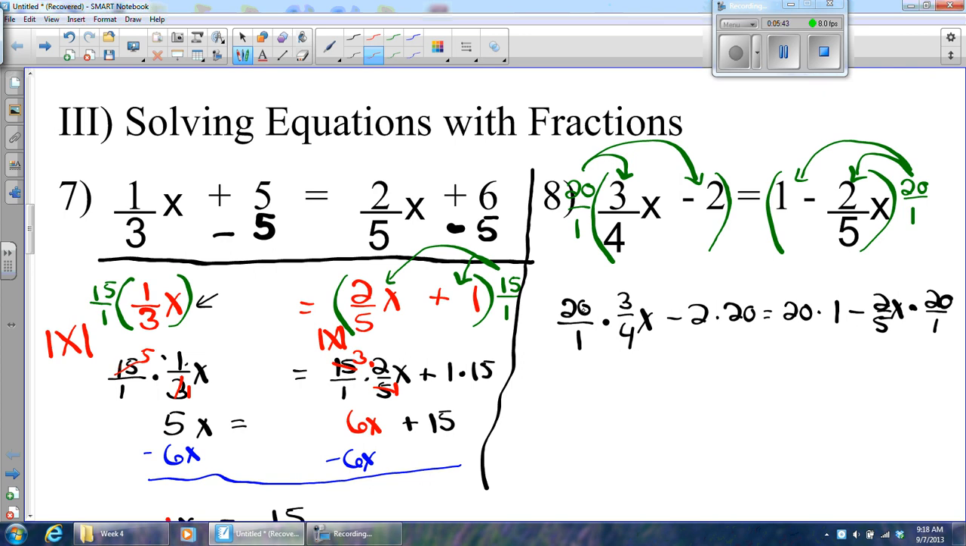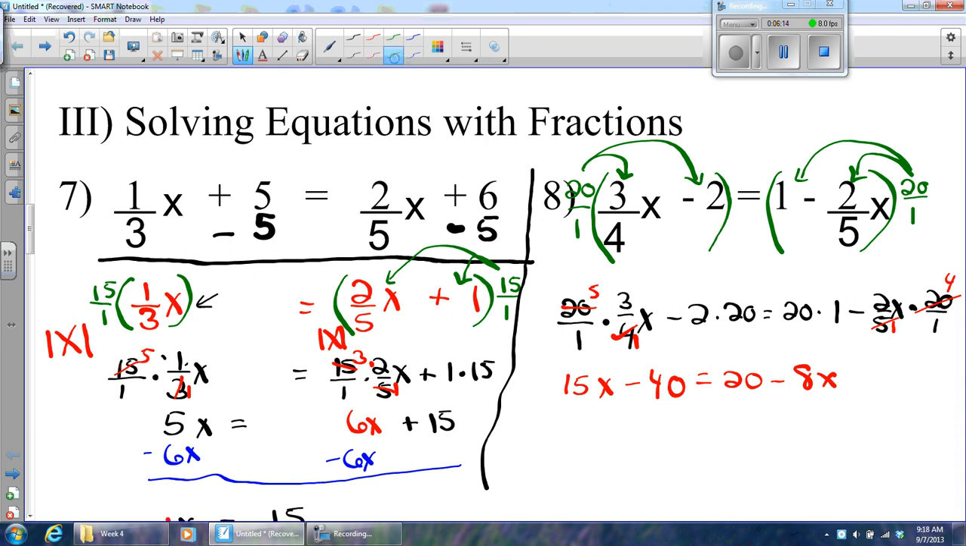I see I have 20/4. That will turn into 5 over 1. Denominators are all 1. I like it. 5 times 3, 15 times x, 15x. 2 times 20, 40. 20 times 1, 20. 20/5 turns into 4 over 1. 4 times 2 is 8 times x, 8x. There's a negative there, minus 8x.